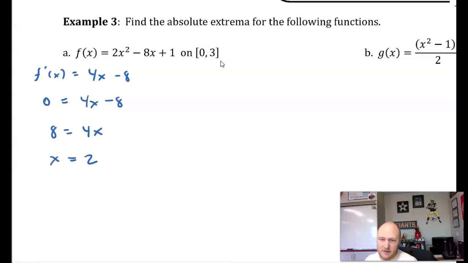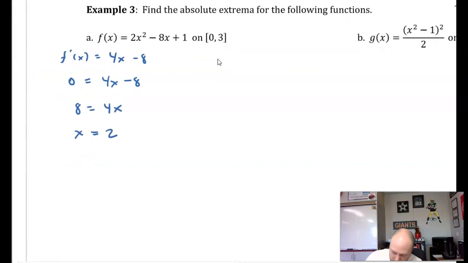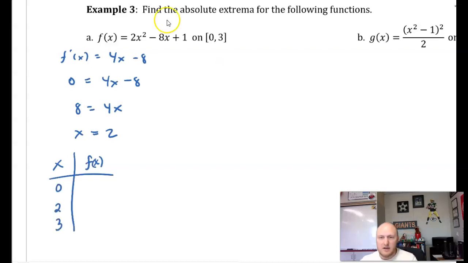That's one of my critical values. Note, sometimes these critical values are not inside of your interval. Notice my interval is 0 to 3, so I'm going to include this one. Now I'm going to make a table. So x, and then f of x. And my critical values are 0, 2, and 3. Again, these are my endpoints, 0 and 3, and 2 is my critical value.